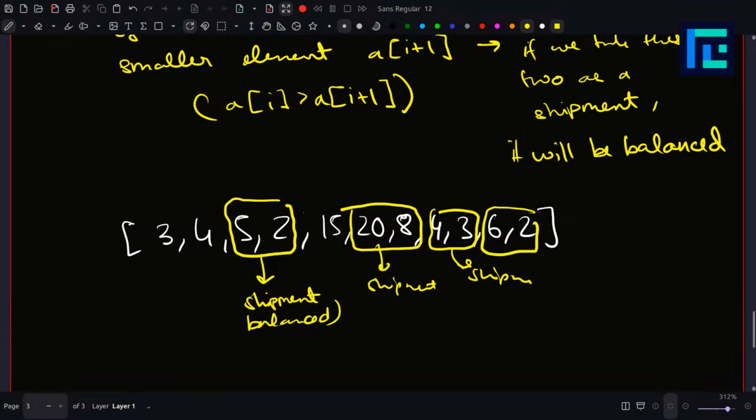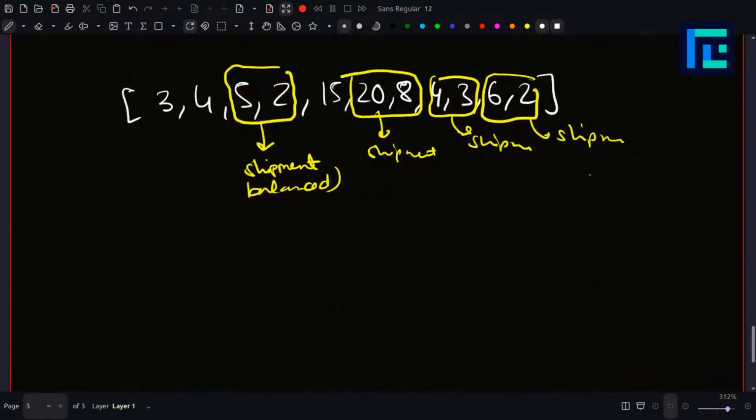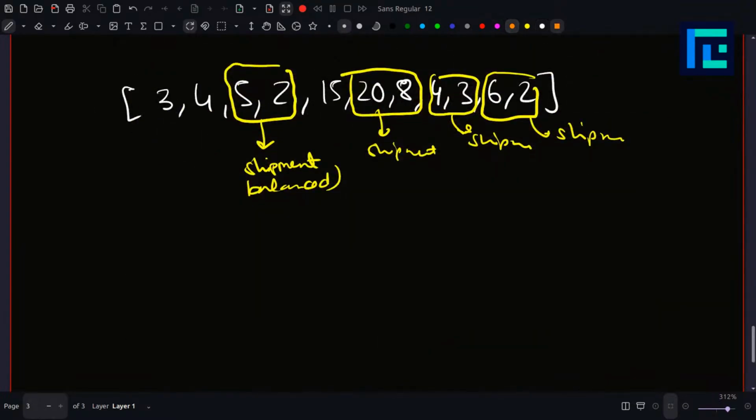And 6 followed by a 2. Okay, that's also another shipment. Okay. Now we get a greedy strategy. Using this example, we can think, okay, maybe we can have a greedy strategy. So we get the idea, greedy strategy. Okay, so the idea we're considering right now is a greedy strategy.